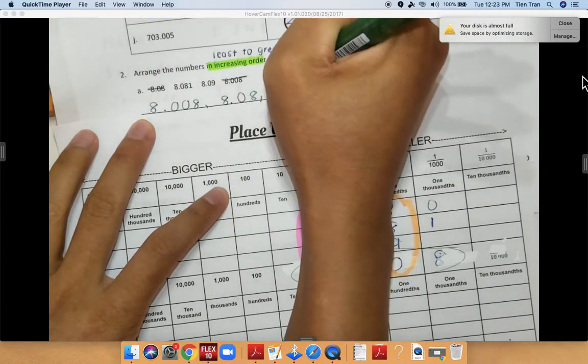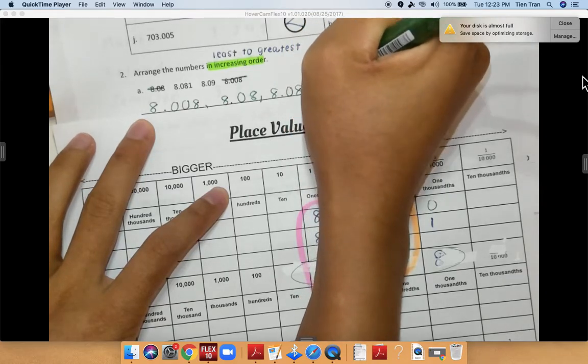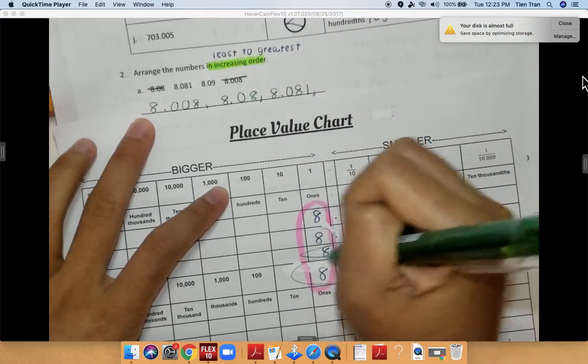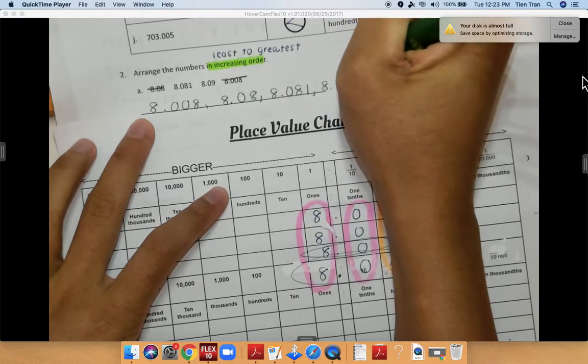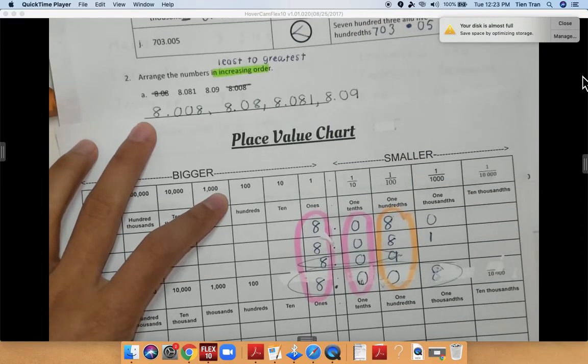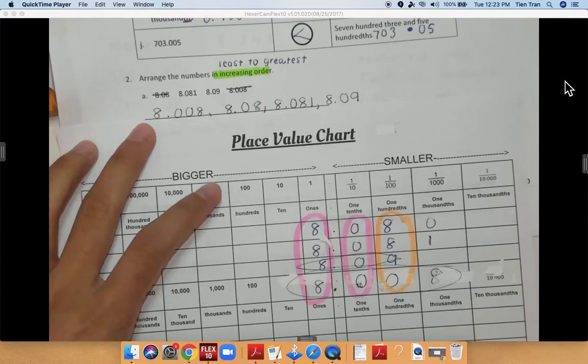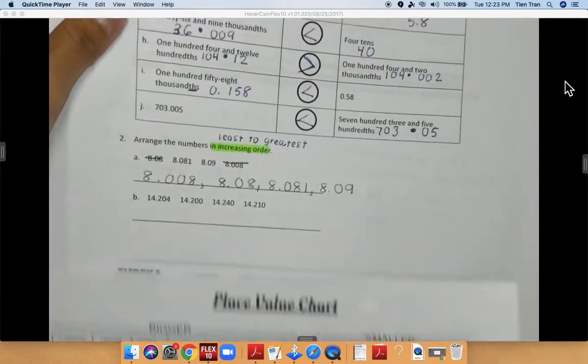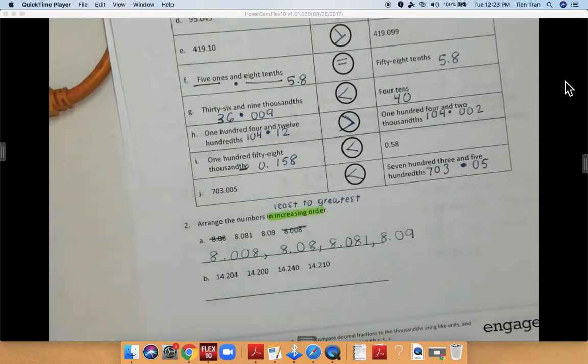And then 8.081. And we said the last number is going to be 8.09. Okay? So that's what you're going to have. Now, I'm going to move on to the next problem. We have problem B. Let me just make this smaller.